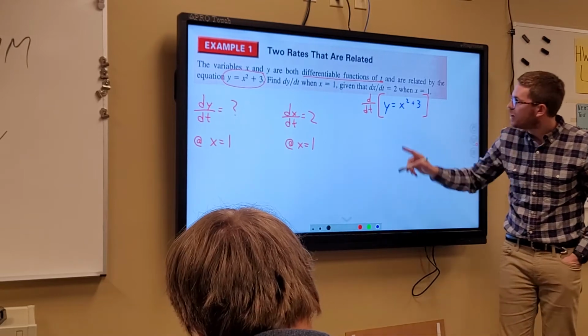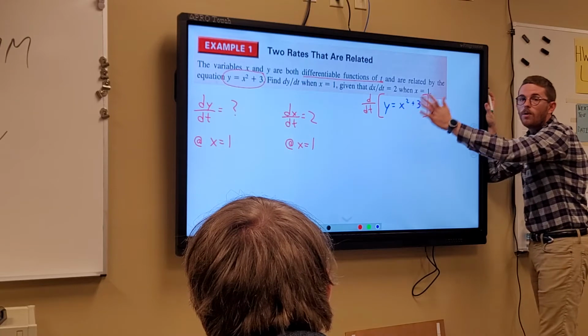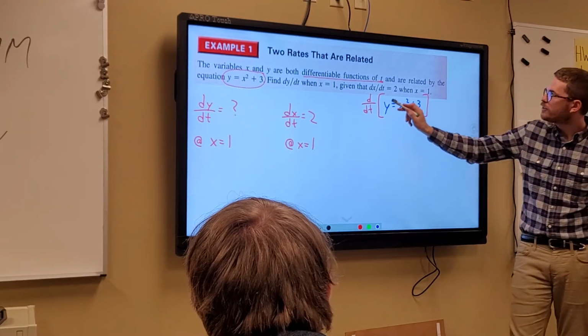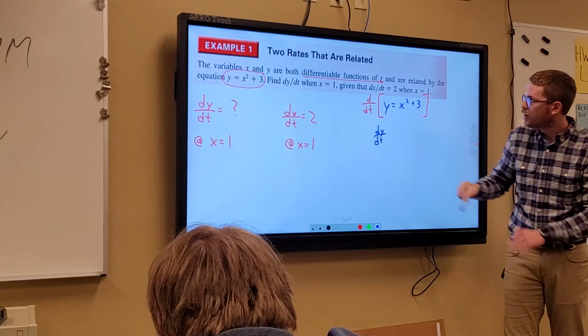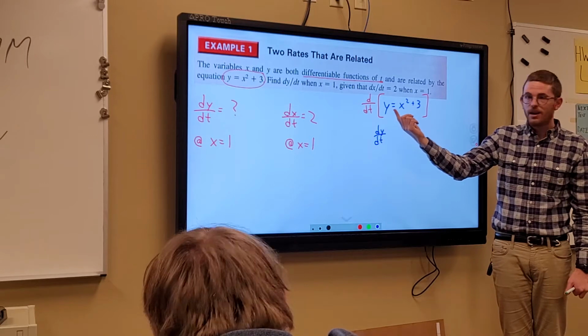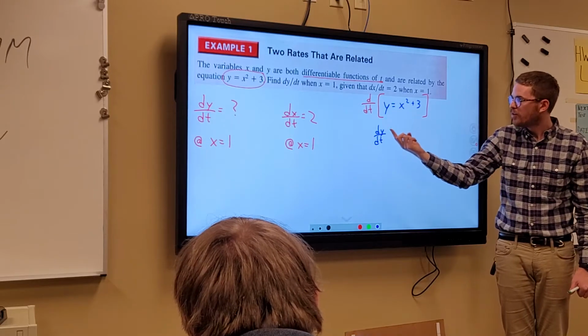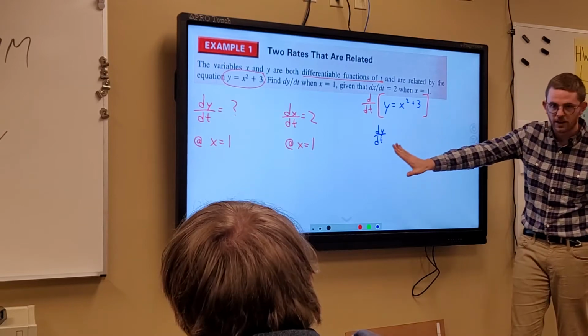When I do that, we're going to apply it to everything, right? We're taking the derivative with respect to t of this whole equation. On the left side, I get dy over dt. The variables didn't agree. Y is just y, so I'm taking the derivative of y with respect to t. Boom, there it is. I've dealt with the left side.